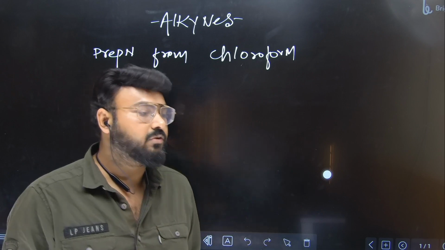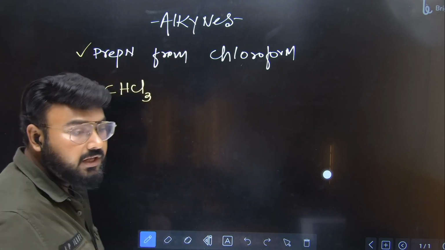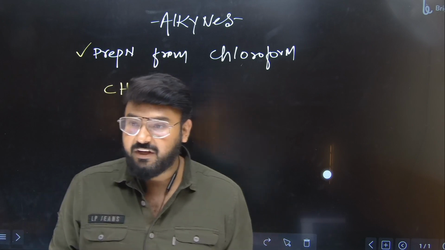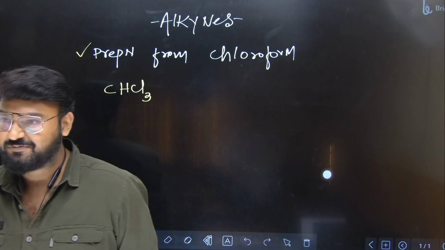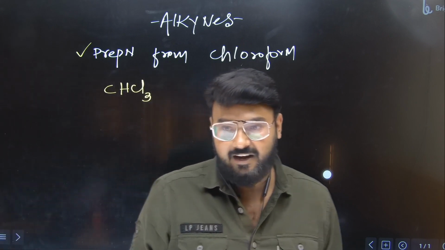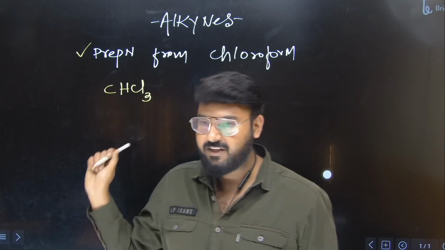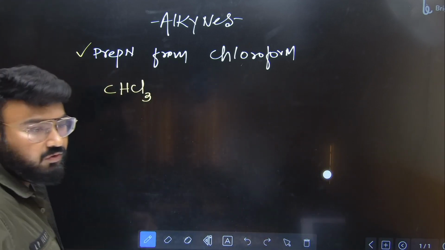So take a note of it quickly. We are discussing one preparation method of alkynes from chloroform. Remember, if they give you chloroform and ask you to convert it to alkynes, you should know. Chloroform is nothing but one of the alkyl halides. It's a trihalide, three halogens are there, CHCl3. So what will you do with the chloroform in order to make it into alkynes?